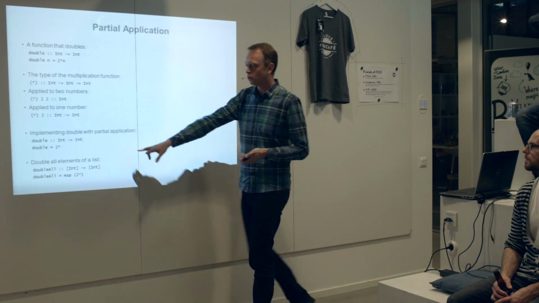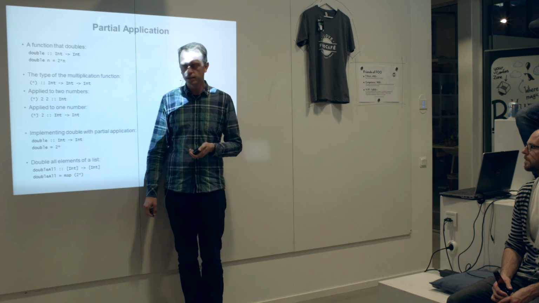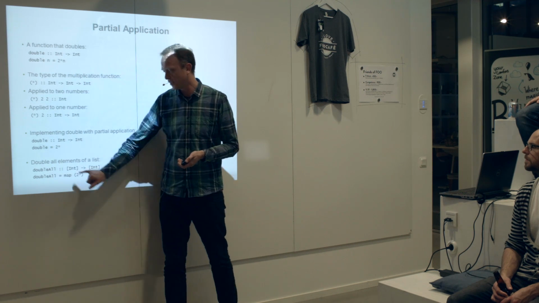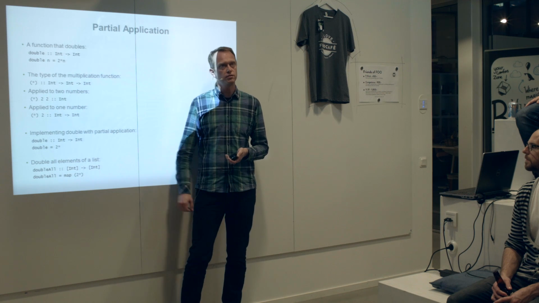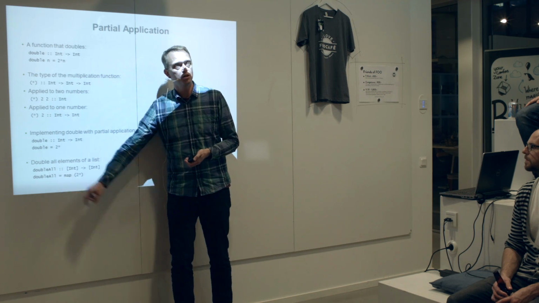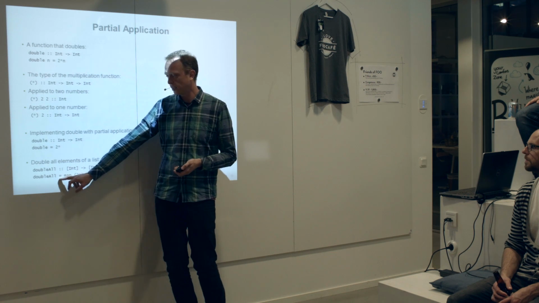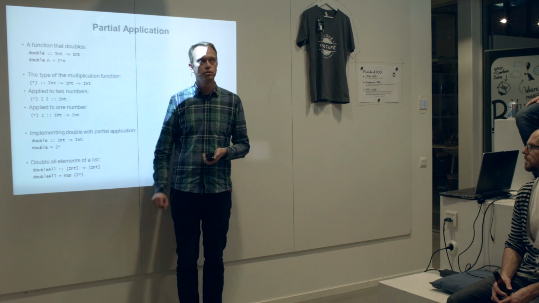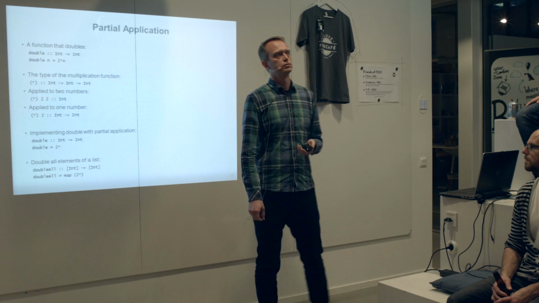So if I want to double all the elements of a list, I can write a function to do that like this. doubleAll takes a list of ints and returns a list of ints. And for doubleAll, I don't give any argument here. I don't pattern match on anything. I just say that it is the function that maps times 2. And that's it.